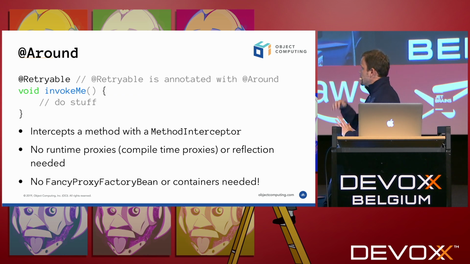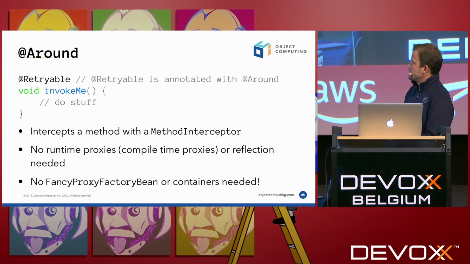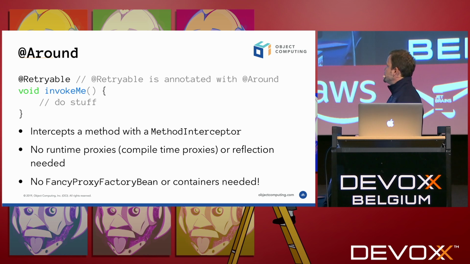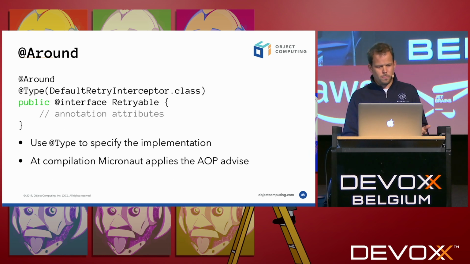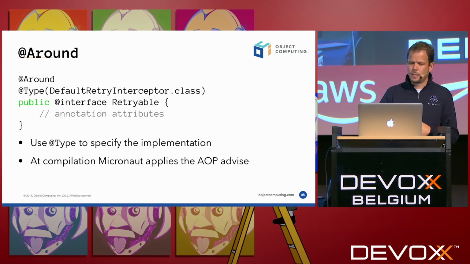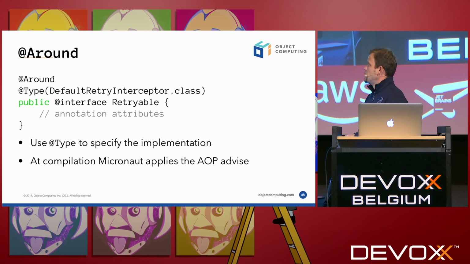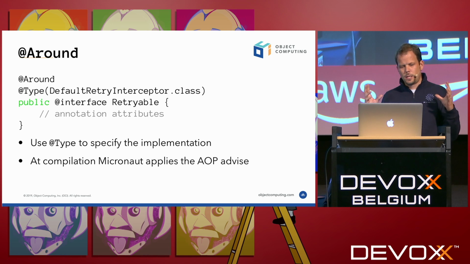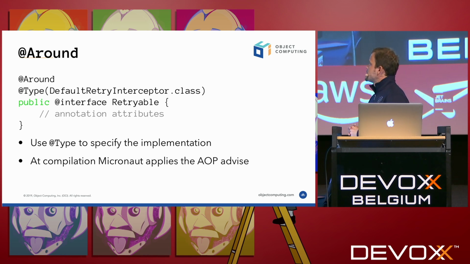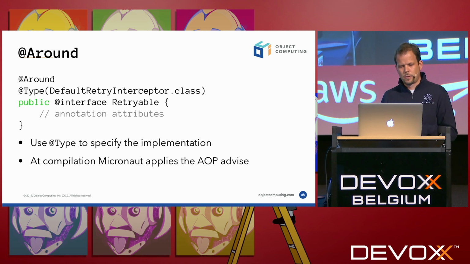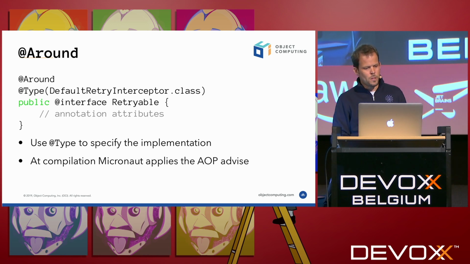Basically what happens is the method gets intercepted. There's no runtime proxies involved. It's a compilation time feature. No reflection needed. No bytecode generation. And a lot of Micronaut's internals are written in this way. They use around advice. So, for example, this is a snippet from the retry interceptor that's part of Micronaut for doing retries.